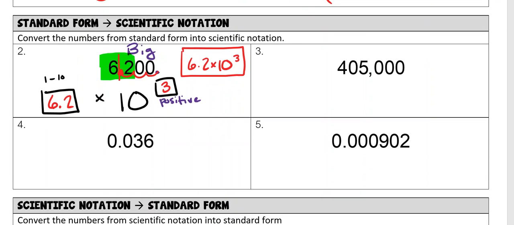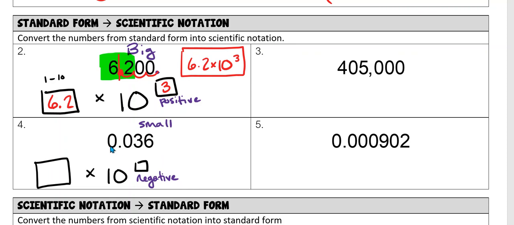Now we're going to try a small number. All right, so if I look at this, this is a small little decimal. And again, we're going to have our coefficient multiplied by 10 to some power. So since this is a small number, I know that my exponent is going to be negative here. So now I'm going to go all the way through the zeros, and when I start to hit numbers and things get interesting, that's what we're going to pay attention to. And again, I only want 1 digit. So I'm going to have 3.6 here.